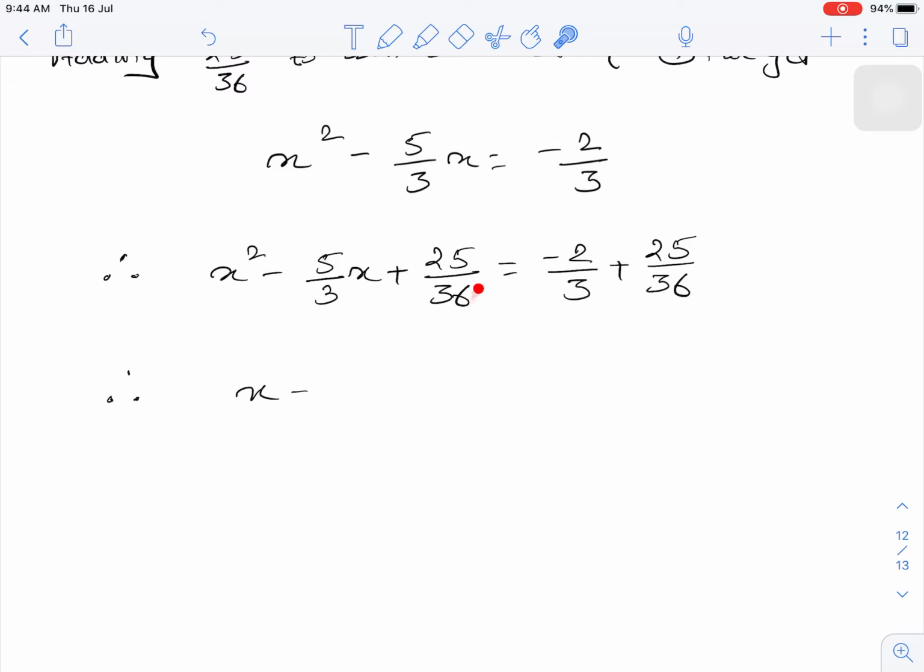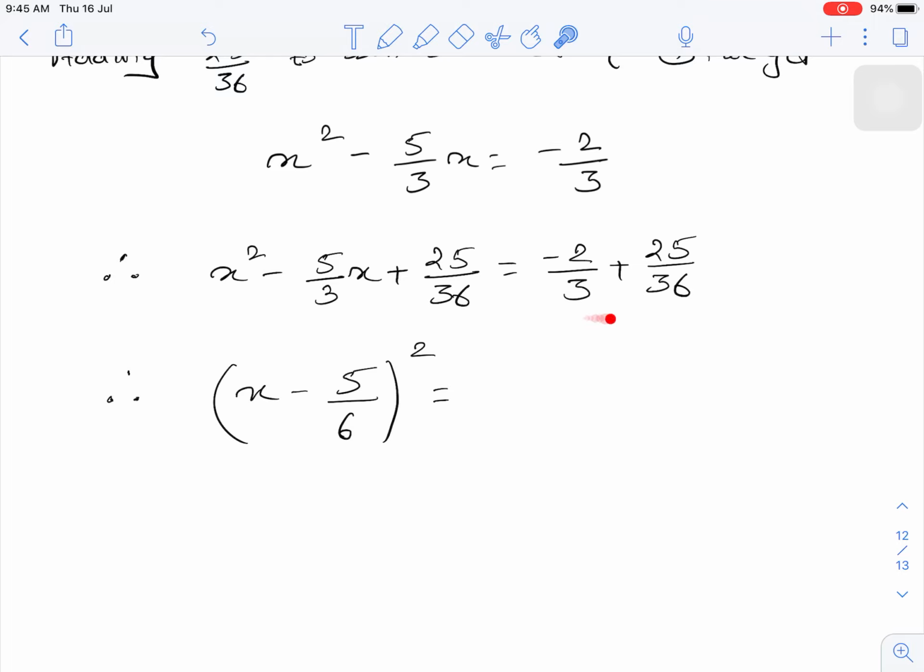Now directly come to the third term. 25 is a perfect square, 36 is also a perfect square. 25 is the square of 5, and 36 is the square of 6. So you have to write it in this way with bracket square. If you have doubt in this one, you can expand this and check, you will get the same result.